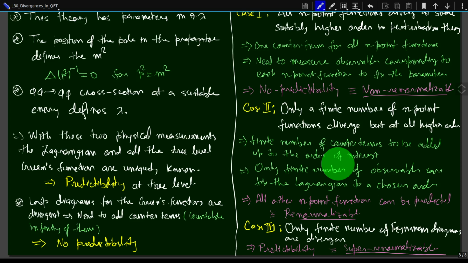But for the super-renormalizable case, if you fix all those divergent diagrams, then you fix the theory to all orders for all Green's functions. So that's why this is very, very special.